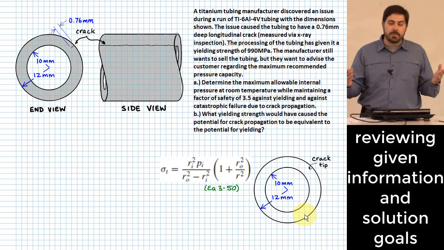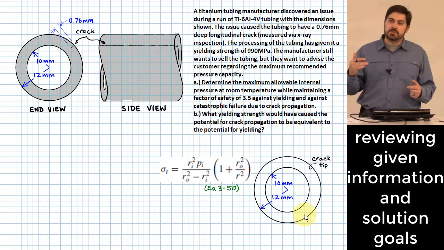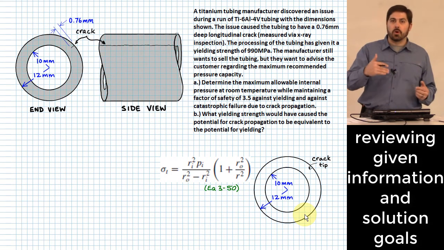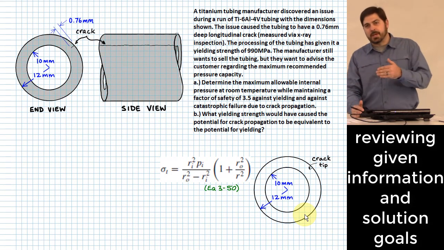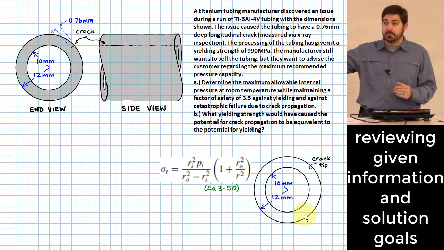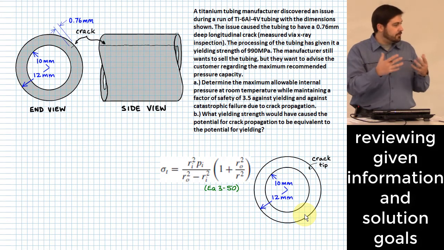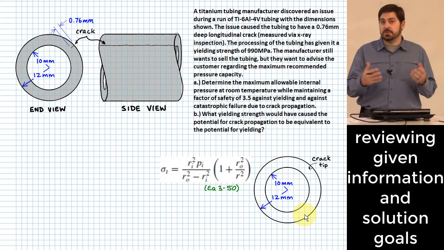Okay, so what I'm asking for there in terms of the big picture is when we do part A, it's either going to yield first, or the potential for crack propagation might happen at a lower pressure than where we would expect it to yield. It could be one, it could be the other, that would kind of define a failure for this material, and we're going to figure out which one of those two would control for part A.